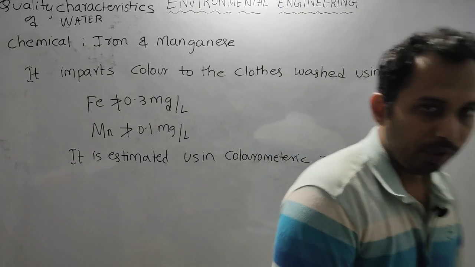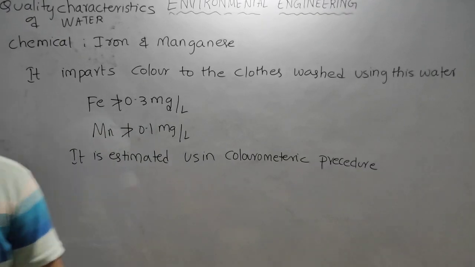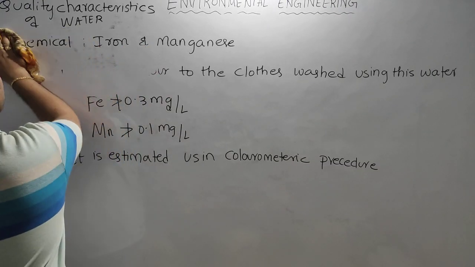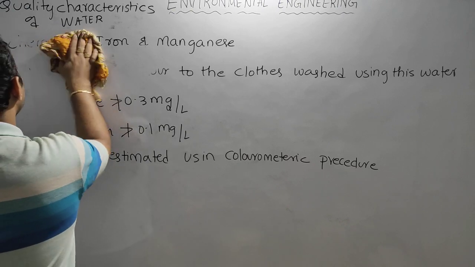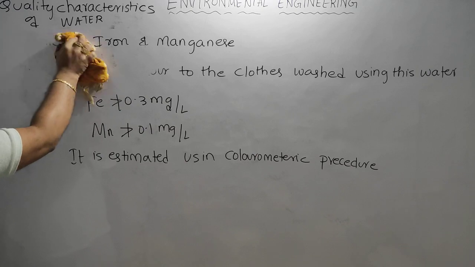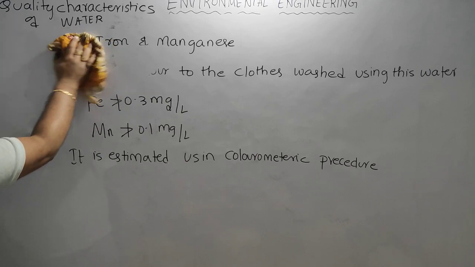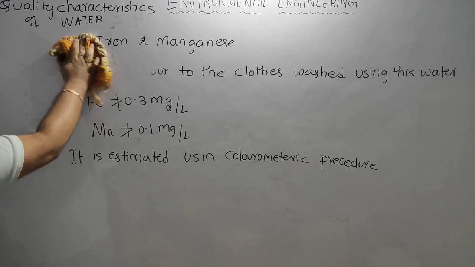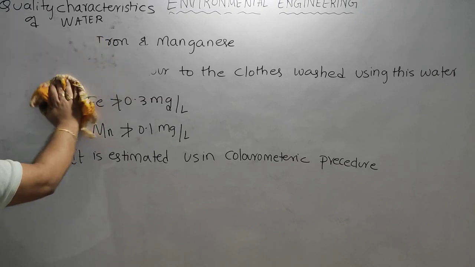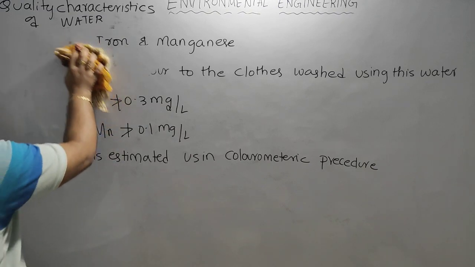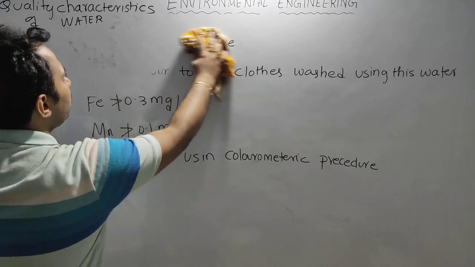So in the previous session we discussed the chemical impurities. Now we are discussing biological impurities of water. Biological impurities means the pathogens like bacteria, virus, protozoa, amoeba. All these are biological impurities, which are not visible to our naked eye directly and need to be observed under a microscope.